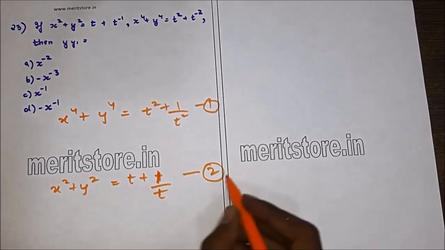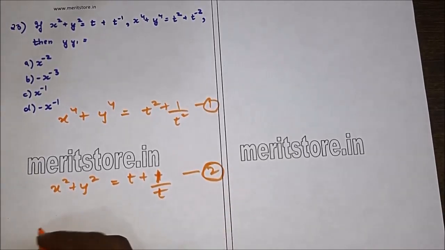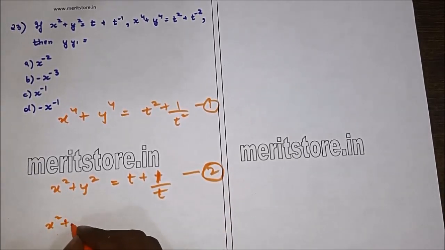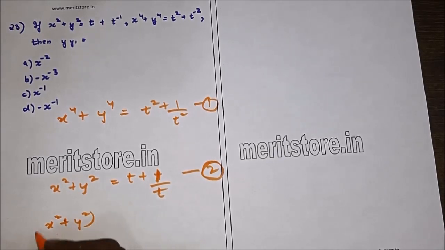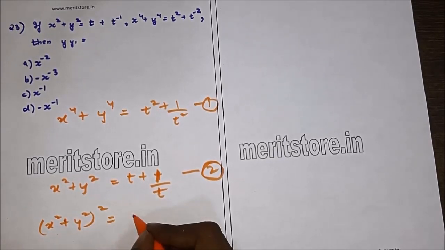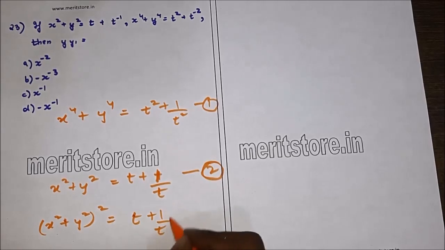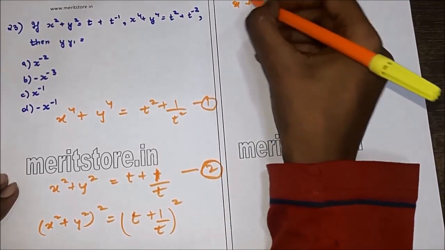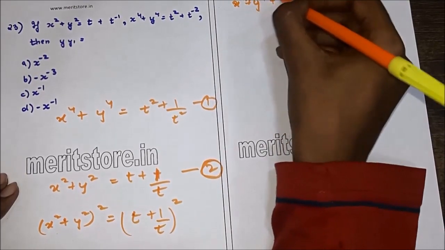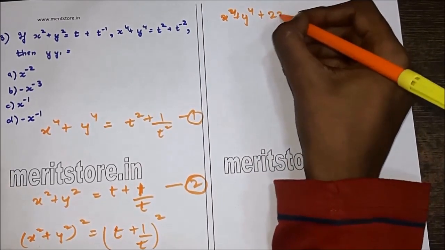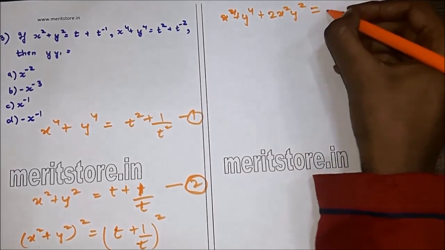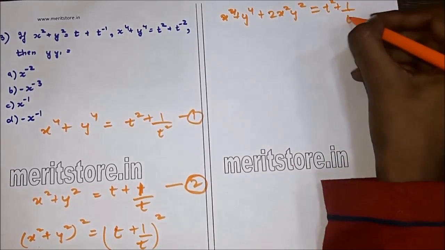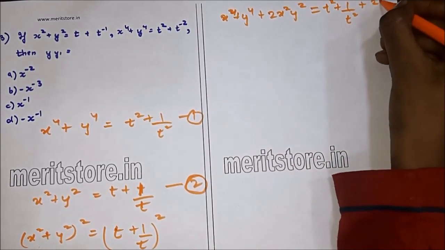Now we square this equation. So we get x square plus y square the whole square is t plus 1 by t the whole square. That is equal to x raised to 4 plus y raised to 4 plus 2x square y square is equal to t square plus 1 by t square plus 2 into t into 1 by t.